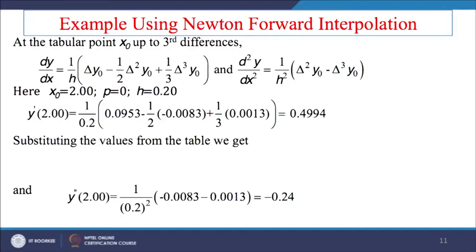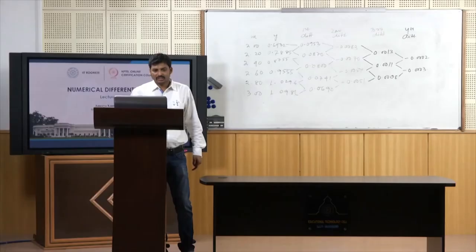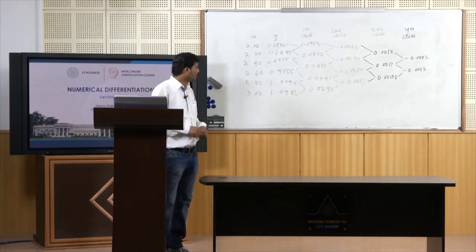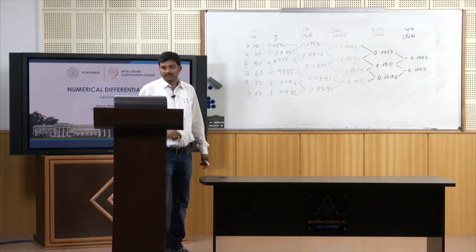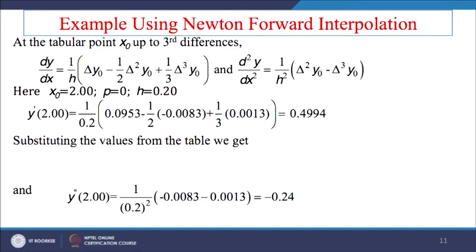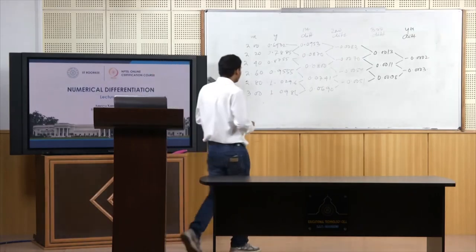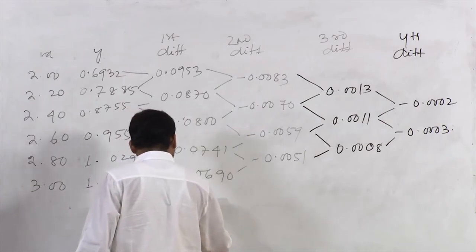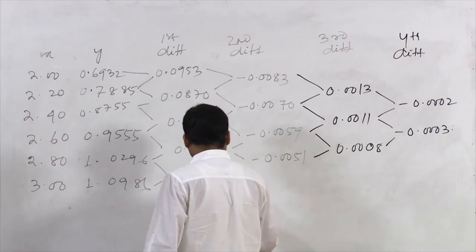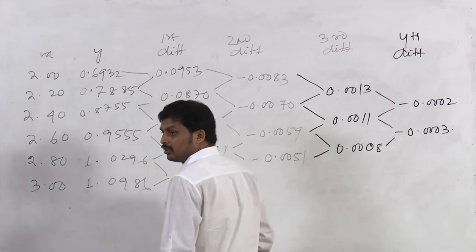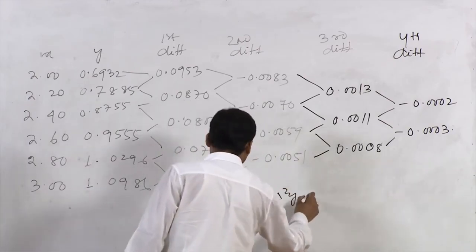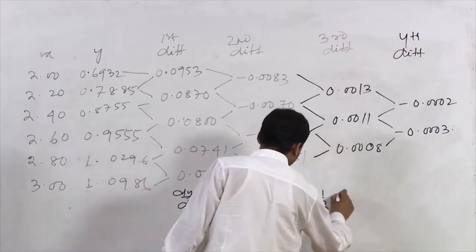So, we put all these coefficients in Newton's forward difference formula for differentiation up to third differences. The fourth differences, as you can see, are very small, so we can consider the differences up to third differences. The question asks: using the following data, find y dash and y double dash at 2.00, that is, at x equals x 0, using up to third differences only. So we write dy by dx as 1 by h, del y 0 minus half del square of y 0 plus 1 by 3 del cube of y 0.